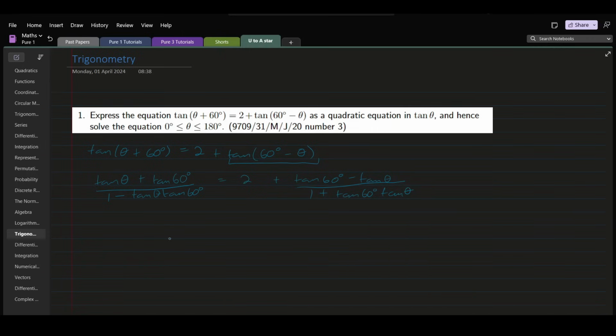And now let's evaluate tan 60 degrees using our calculator. Make sure you're in degrees. Tan 60 is equal to root 3. So we can simplify this to become tan theta plus root 3 over 1 minus root 3 tan theta, and this is equal to 2 plus root 3 minus tan theta all over 1 plus root 3 tan theta.